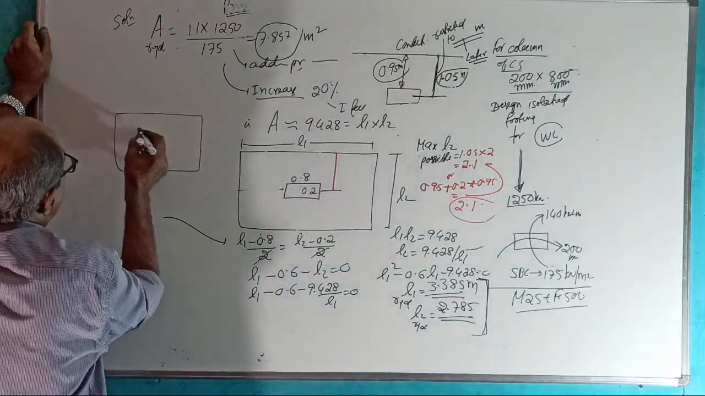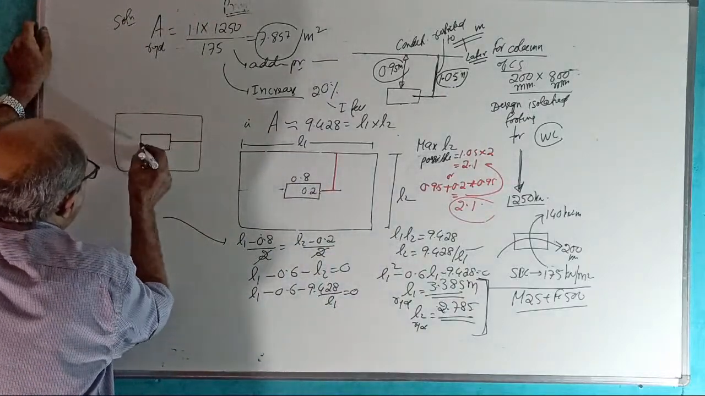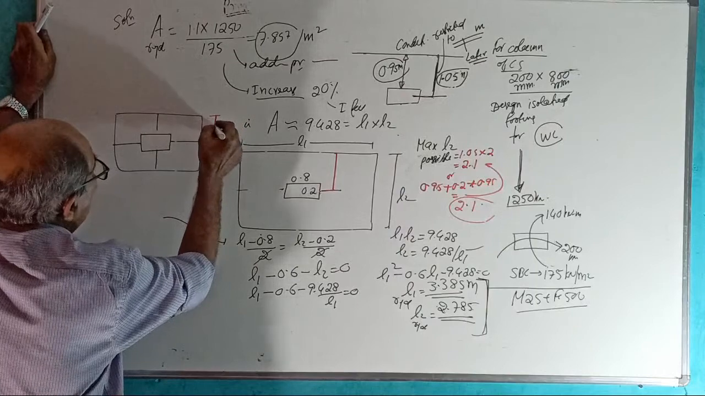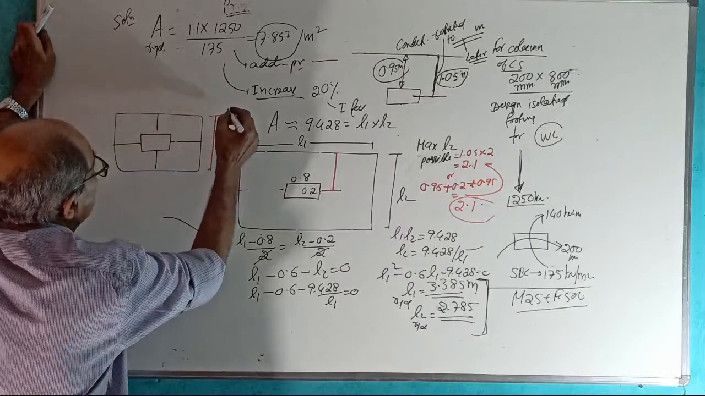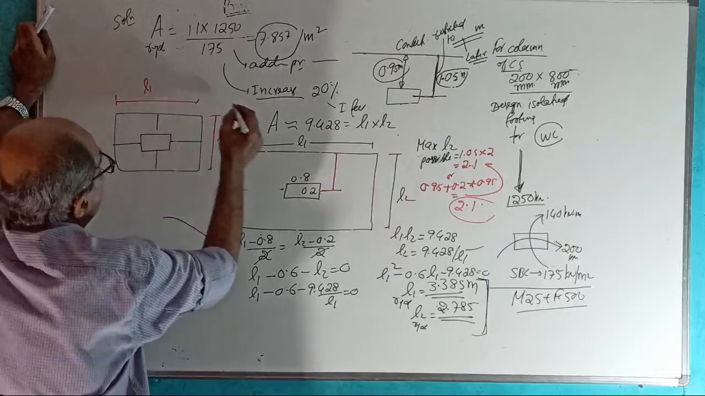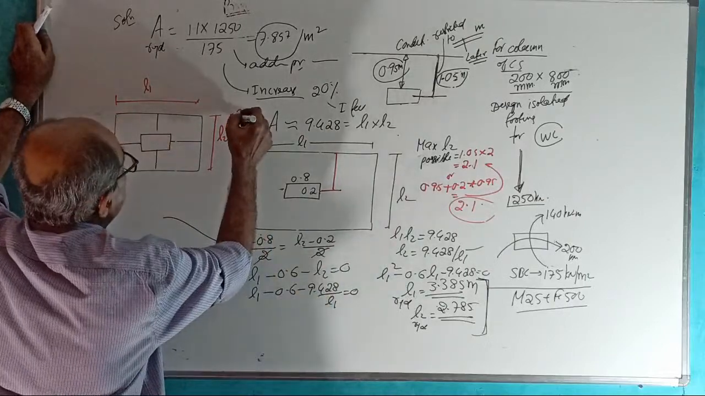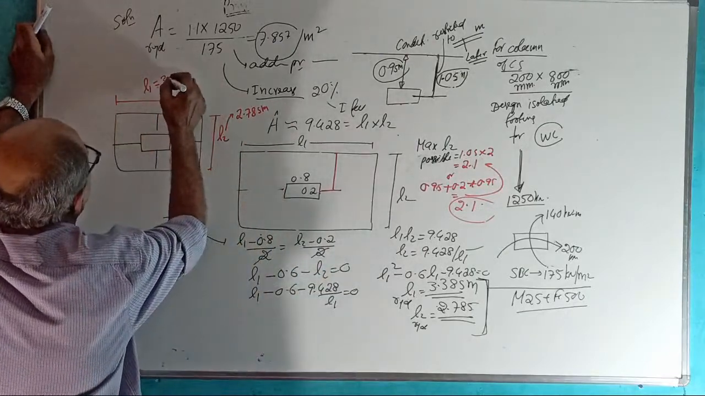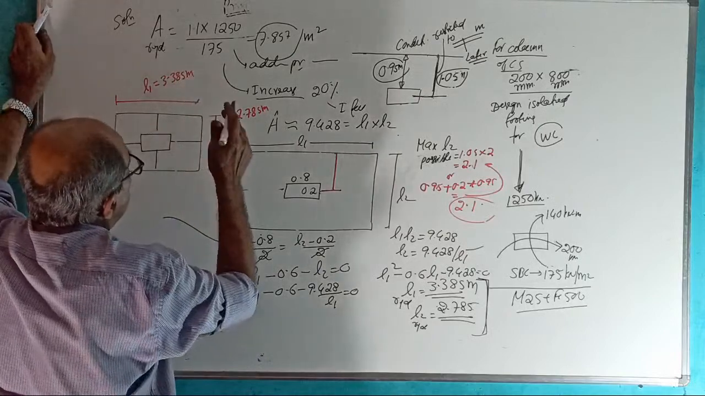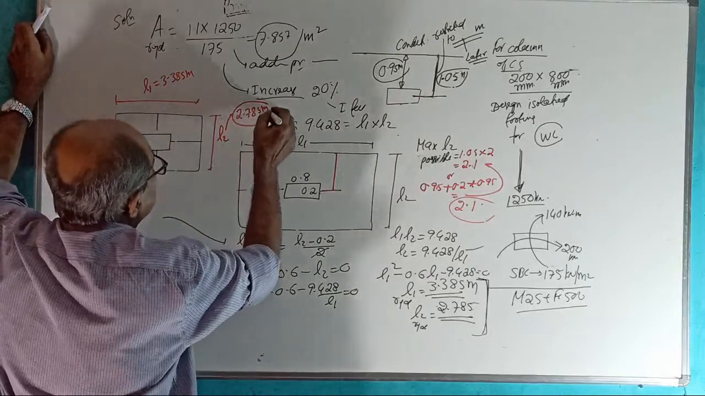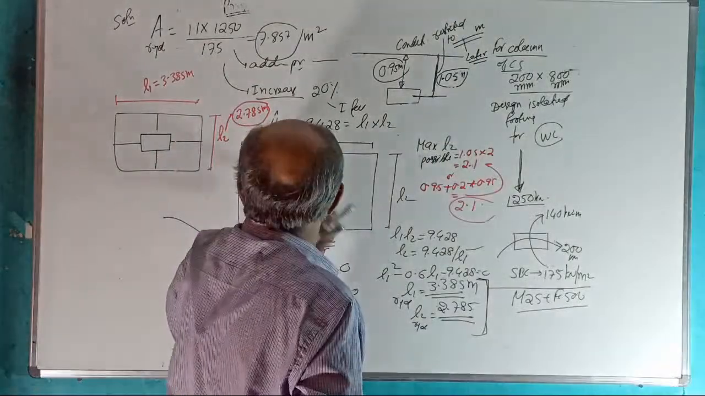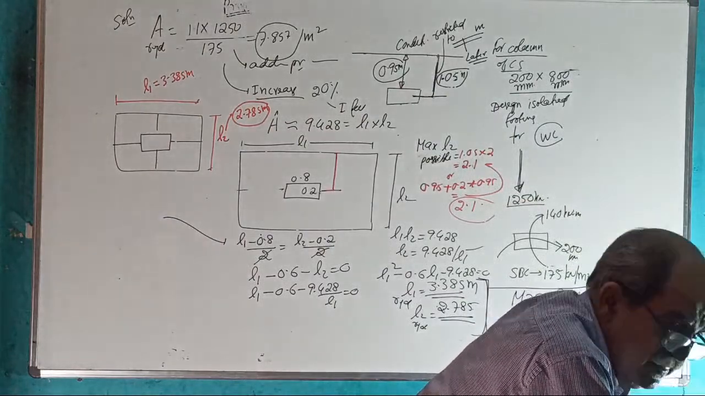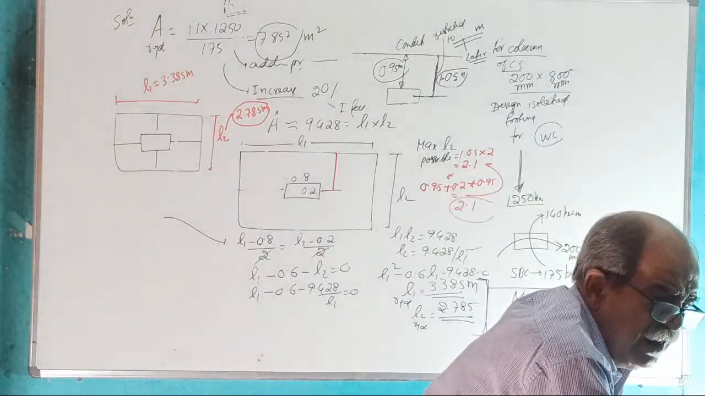See, problem. If you want lengthwise projection equal to widthwise projection, then tell me what is the L2 required? Tell the answer. And what is the L1 required? L2 required is 2.785 meter. L1 required is how much? 3.385 meter. Now, is this 2.785 possible or not possible? Tell the answer.